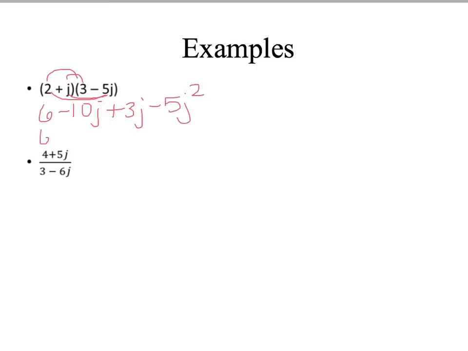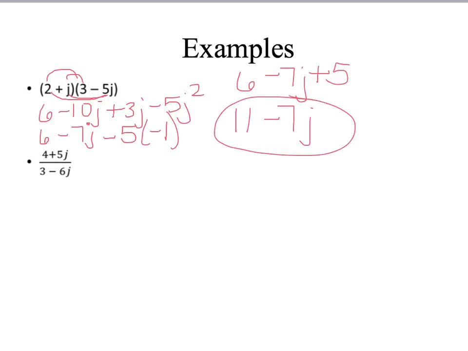Now simplify. That's 6 minus, I'm going to combine my like terms here, 7j minus 5 times negative 1, because j squared is negative 1. 6 minus 7j plus 5. Combine my last little bit of like terms, 11 minus 7j.